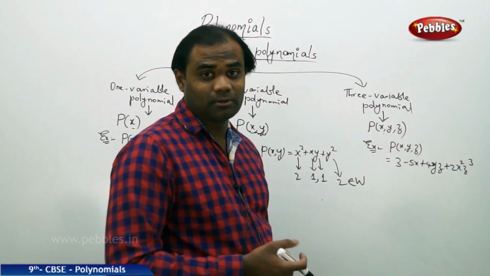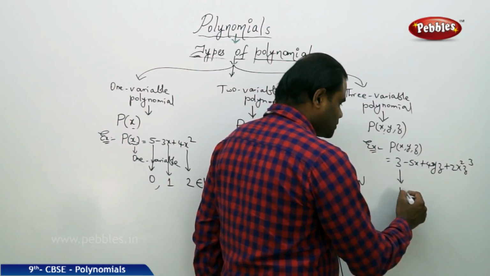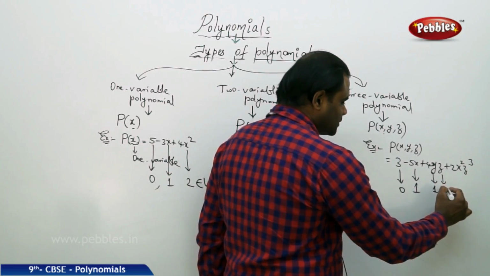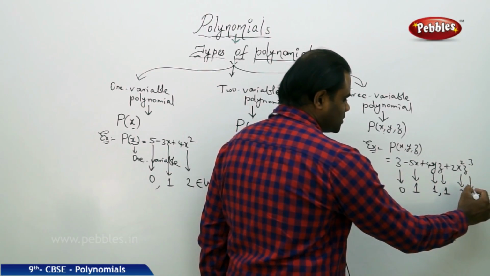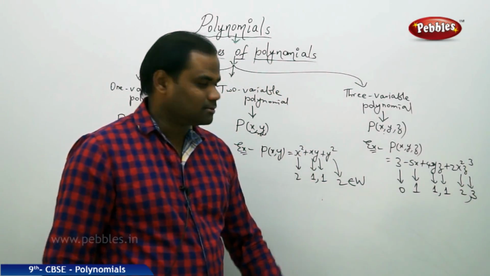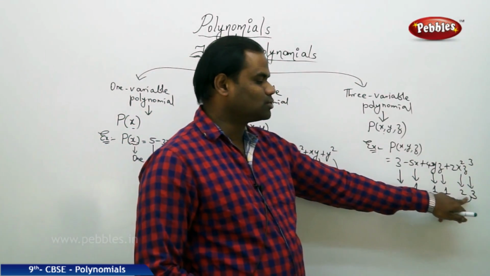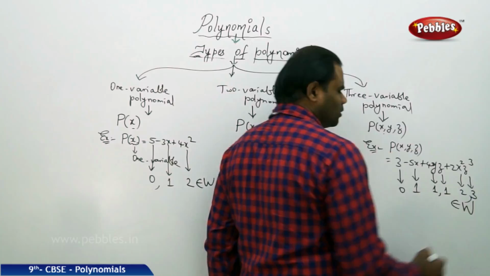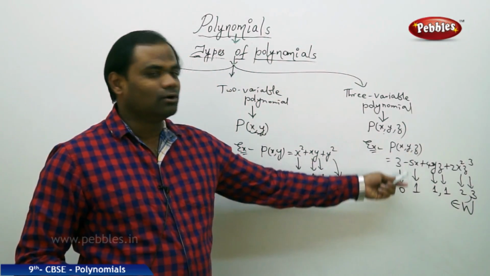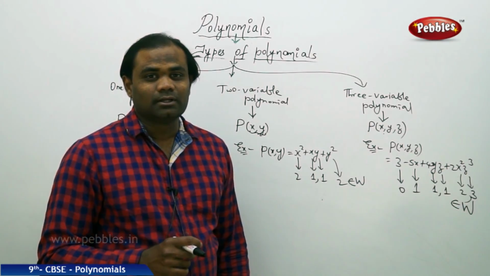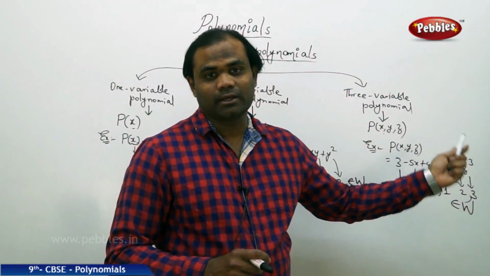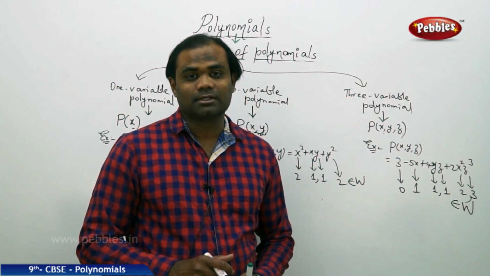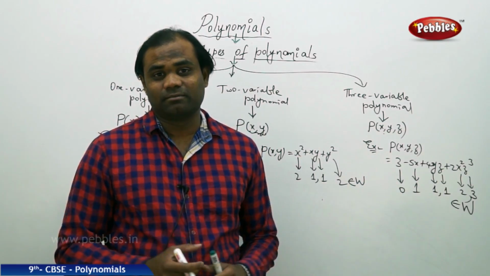Let's see the third polynomial of 3 variables. The power of the constant is 0, the power of x is 1, the power of y is 1 and the power of z is 1, and the power of x is 2 and z is 3. As we see, independently 0, 1, 1, 1, 2, 3, all the numbers belong to whole numbers. They all belong to W, and therefore this whole expression is a polynomial of 3 variables x, y and z. 2 variable, 1 variable and 3 variable polynomials are the types of polynomials in the branch of mathematics.